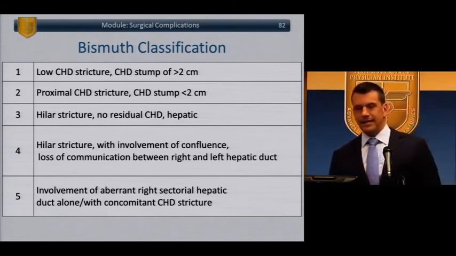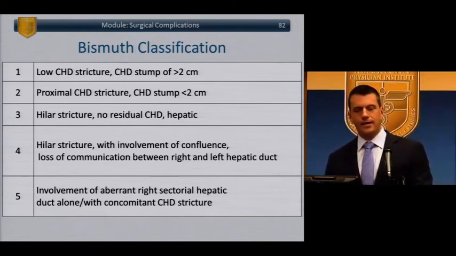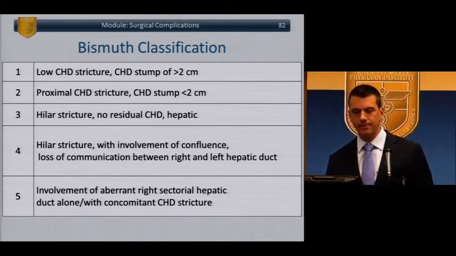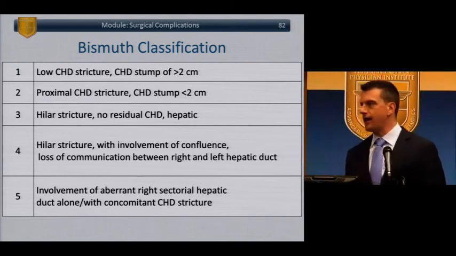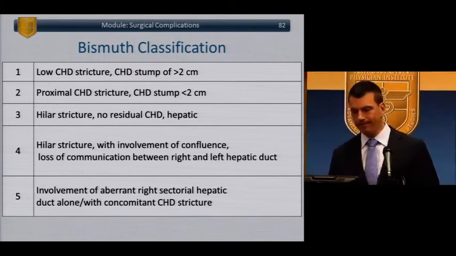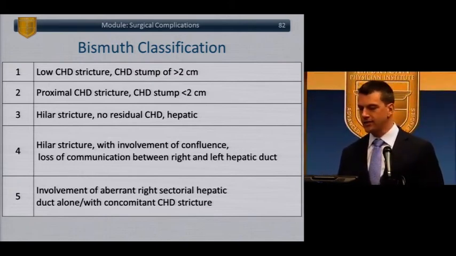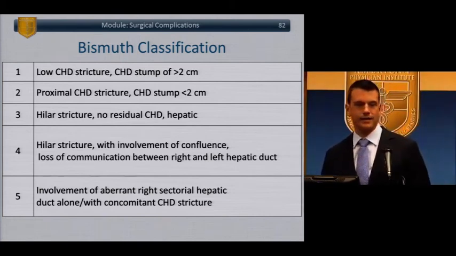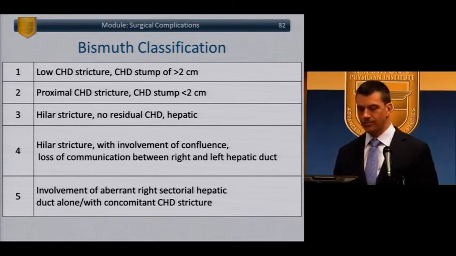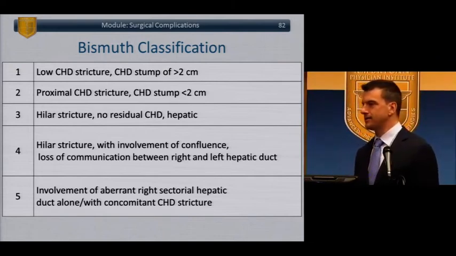Bismuth classification has to do with where you end up with a common duct stricture. If there's more than 2 centimeters of stump, that's a 1. If there's less than 2 centimeters of stump on the common hepatic duct, that's Bismuth 2. Bismuth 3 is where you've got it all the way up into the hilum, and there's no residual common hepatic duct at all. 4 is hilar stricture involving the confluence and a complete loss of communication between the right and left sides. And then finally, involvement of an aberrant right sectorial hepatic duct alone with common hepatic duct stricture.